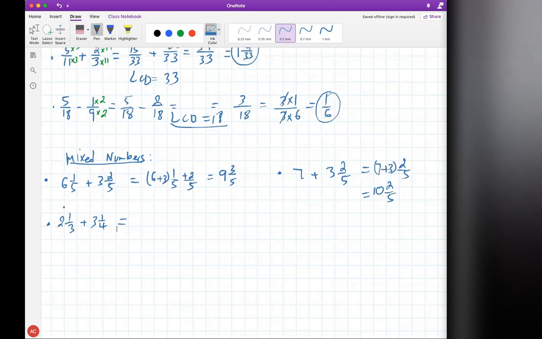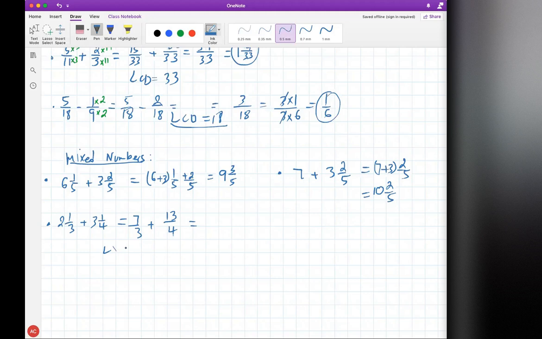How do you turn this into 7 over 3? That's right, 2 times 3 plus 1. So 7 over 3 plus 13 over 4. That's right, 3 times 4 plus 1 is 13. So no more mixed numbers, we have fractions. We just learned how to do the LCD. Now we can't add it right away, we need the common denominator. What's the LCD here for 3 and 4? 12. That's right.